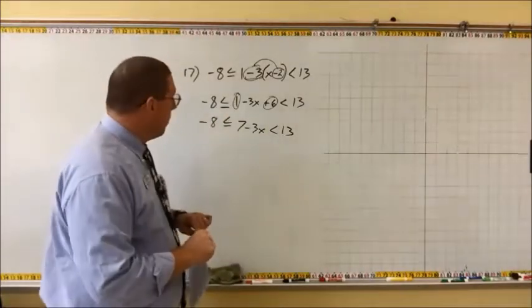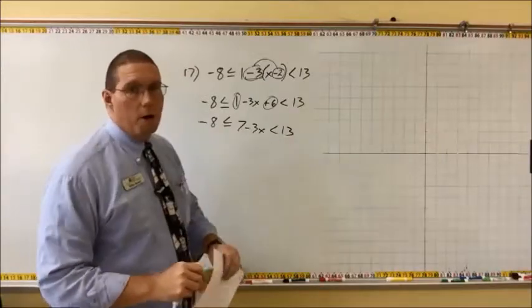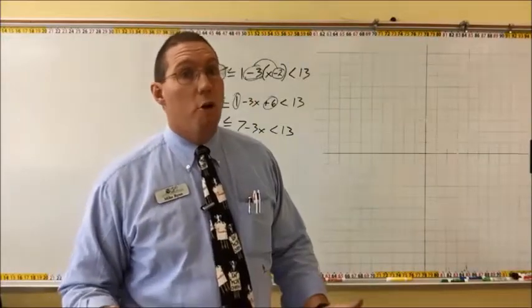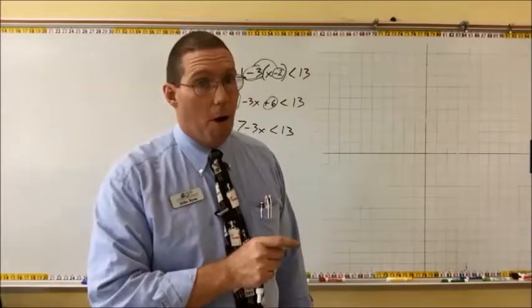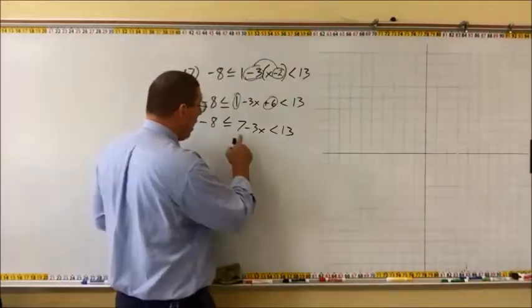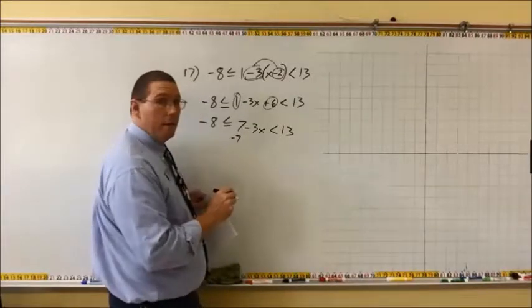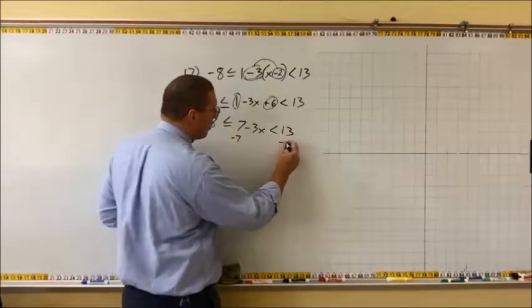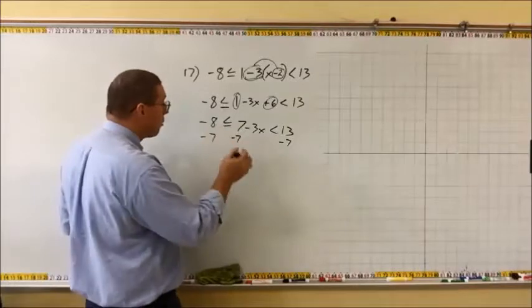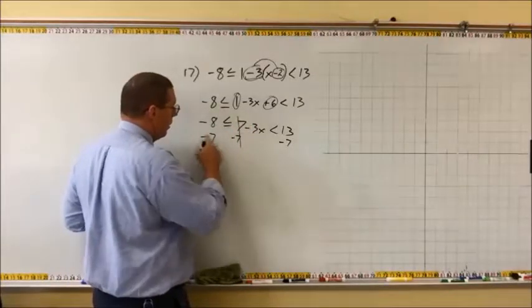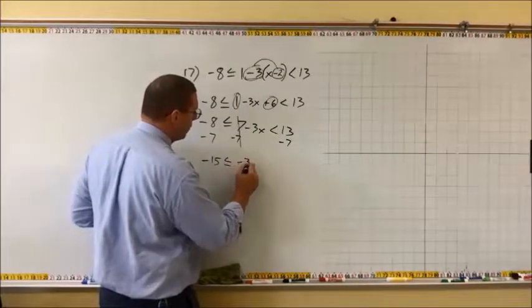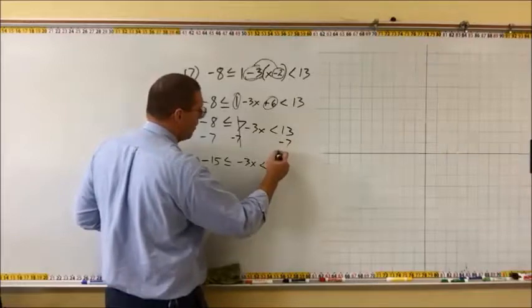So here's the thing. Because there's 1, 2, 3 parts, instead of thinking whatever I do to one side I'll do to the other side, it goes like this. Whatever you do to one of the parts, you have to do to all 3 of the parts. Okay, so I'm thinking I'm going to subtract 7 here, right? Well, if I subtract 7 here, I have to subtract 7 here, and I have to subtract 7 all the way over here. So I'm doing it in 3 places. Here it's going to eliminate. Negative 8 minus 7 is negative 15, less than or equal to negative 3x less than 13 minus 7, that's 6.